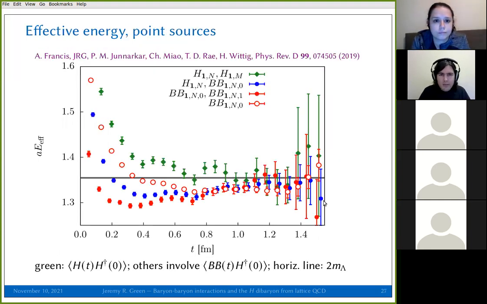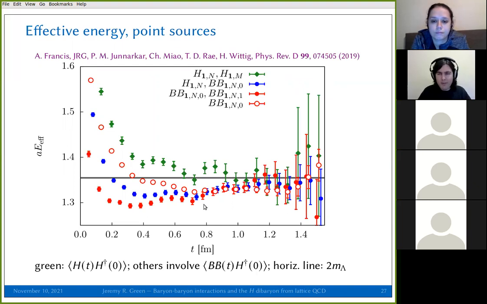And so in this first study, we compared these two types of correlation functions you can get from point sources. Here I'm showing the effective energy in the H-baryon sector, where these green points are from the hexaquark only. It's the diagonal correlation function, so the effective energy has to approach from above. And you see, of course, it comes down and it plateaus with quite a bit of noise. This black horizontal line is the threshold, so you can't really tell whether the state is above or below threshold because it's too noisy. The other ones all involve, to some extent, these baryon-baryon operators at the sink. Now what you see immediately is that the noise is much better.